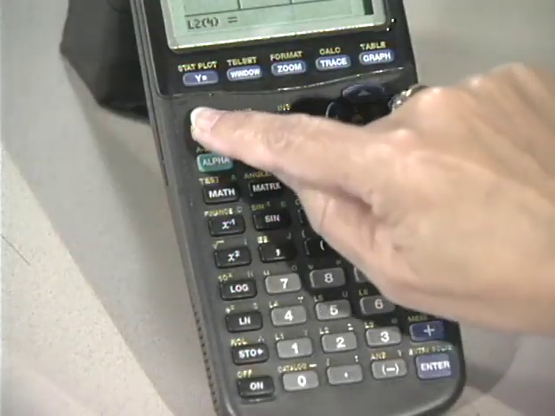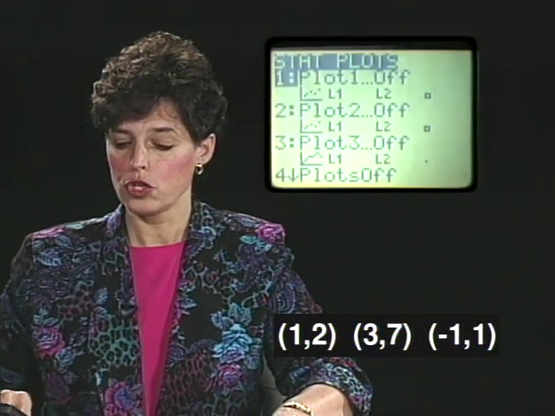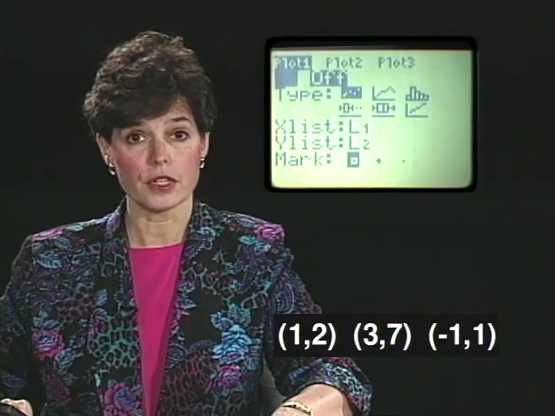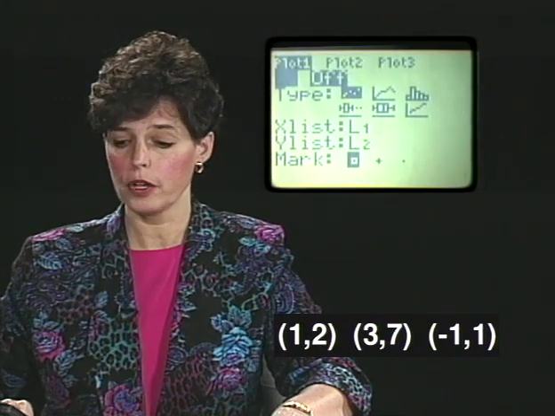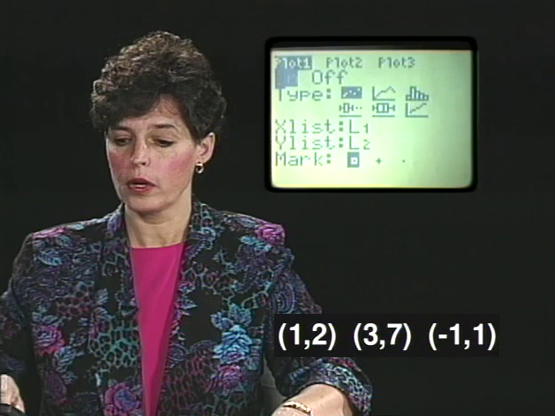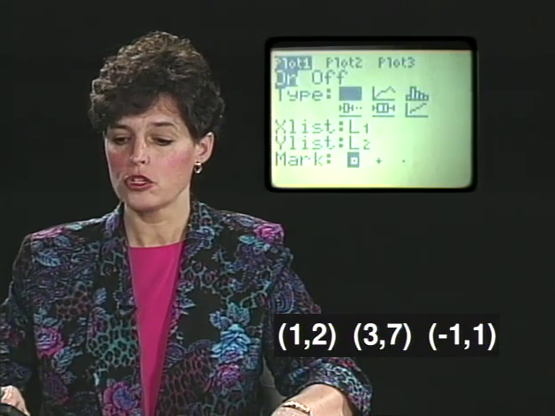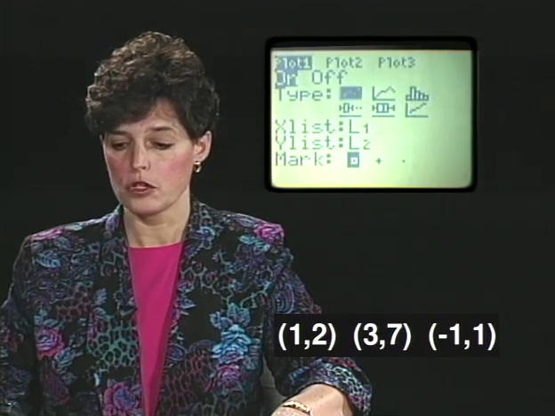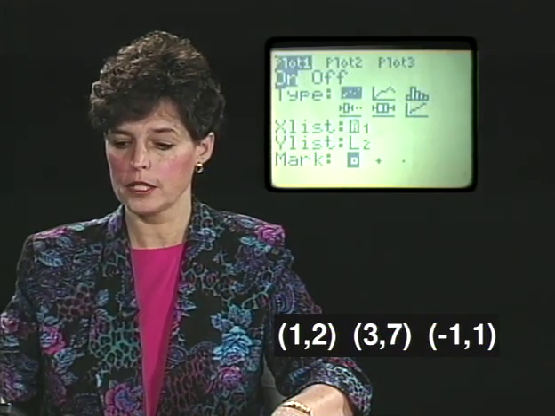Stat plot is located up above y equals, so I'm going to press second and then that y equals key, and I'm going to choose number 1 by pressing enter. Right now off is highlighted, so I'm going to press enter to turn it on. Now I can go down to the type. I do want all of those dots. You see 6 different choices, but I do want the dots, so go ahead and move on down.